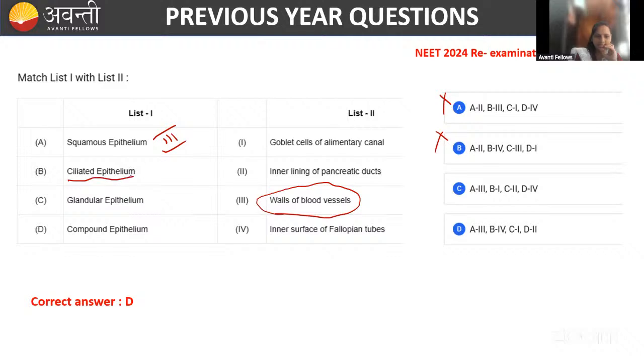And coming to the ciliated epithelium, where is the ciliated epithelium going to be present, guys? In the inner surface of the fallopian tube, right? Then coming to the glandular epithelium. So first one is the C. C is the one only, that is goblet cells of the alimentary canal. Then coming to the compound, then it is pancreatic duct. Okay, fine. Next question, guys.